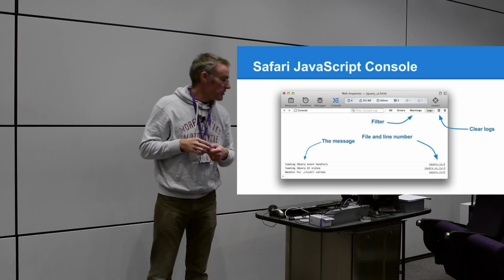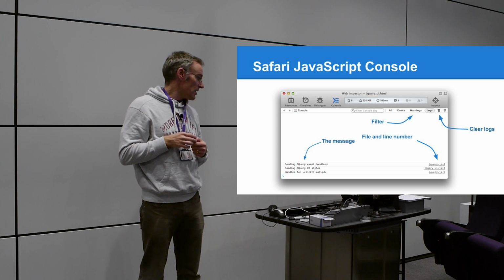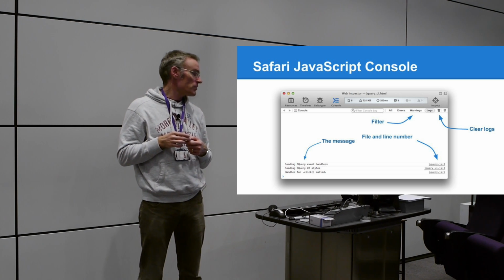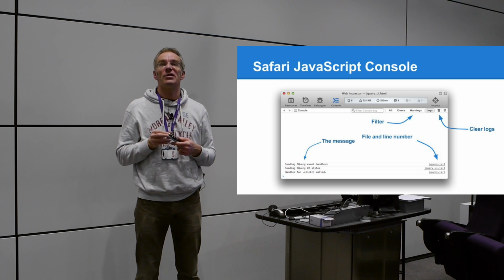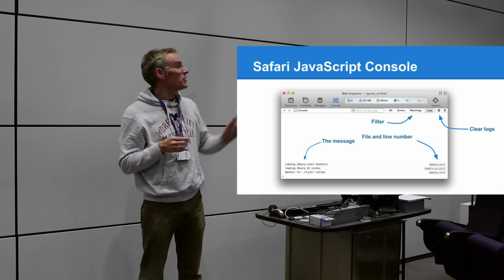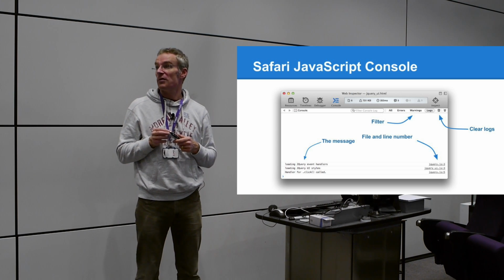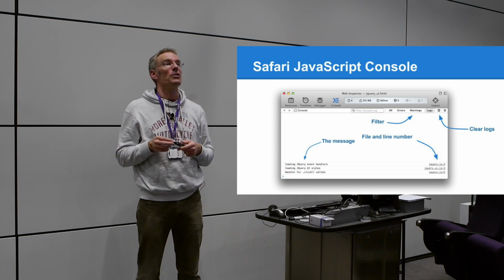The most important feature, though, is at the bottom. There's my log messages. Remember that one that said loading jQuery UI styles? Remember that console.log? Well, there it is, and it tells me not only the message, but on the right-hand side the file it came from, which JavaScript file it was, and which line number triggered it.